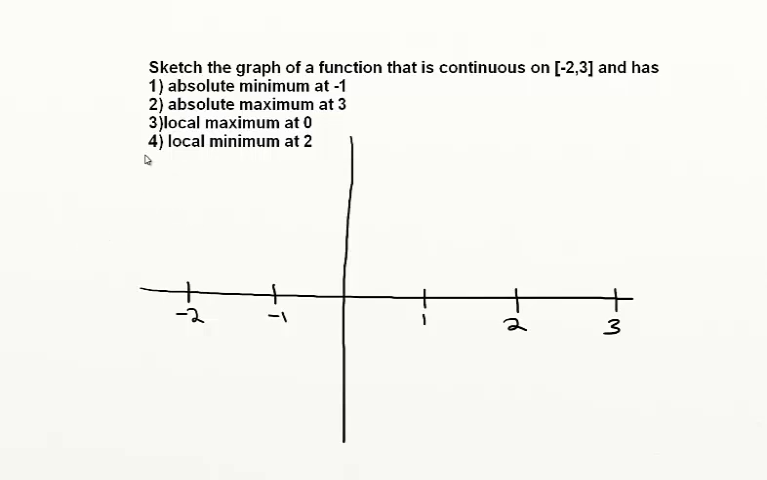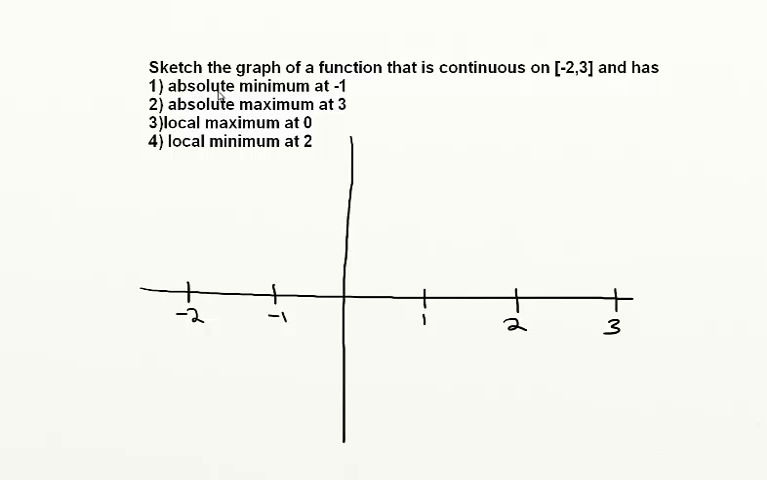In this video we're going to discuss graphing some functions with specific properties pertaining to our absolute and local maxes and mins. So our first example here, we have a function that is continuous on the closed interval -2 to 3. So we have to make sure our function is defined everywhere, including -2 and 3. And we want it to satisfy these four properties.